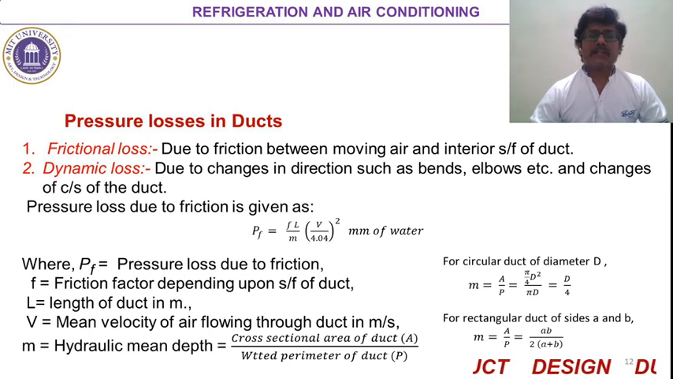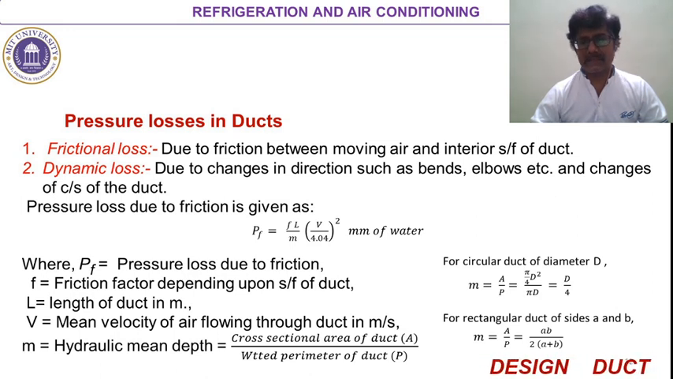Now, to express the pressure losses in the ducts of two different types, the frictional loss and the dynamic loss, we will be essentially focusing in this session on the friction losses. These are losses which take place due to the friction between the moving air and the interior surface of the duct. Some velocity is possessed by the air due to which it flows through the duct, so some resistance is offered and some friction takes place. Whatever loss takes place due to this friction is the friction loss.